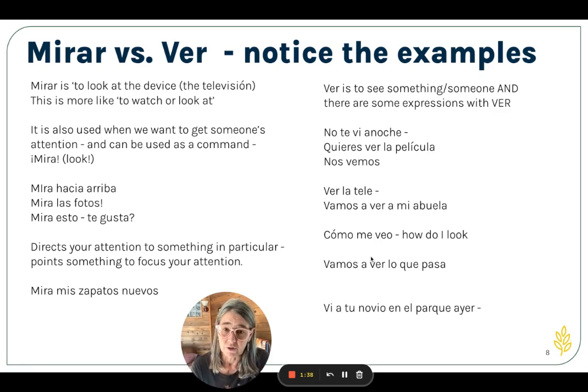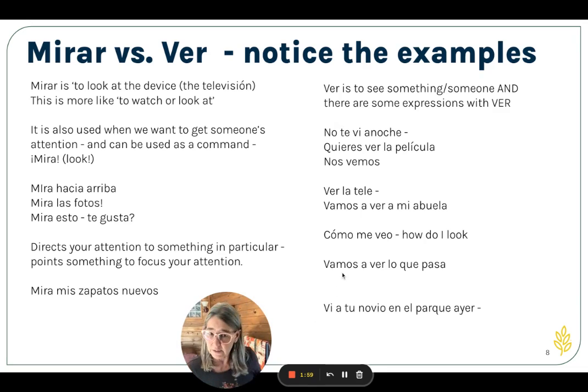Sometimes there are expressions with the verb ver. ¿Cómo me veo? How do I look? Nos vemos. Also an expression to say goodbye to someone. Nos vemos mañana. ¿Está bien? Sí. Nos vemos. Nos veremos. We will see each other. Sometimes you can use this in the future tense. Doesn't always have to be in the present. Here's the preterite tense, for example.